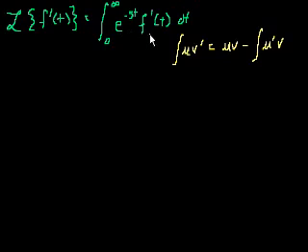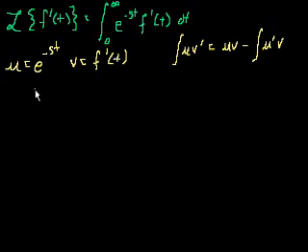So here the substitution is pretty clear, right? Because we want to end up with f of t. So let's make v prime f prime, and let's make u e to the minus st. So let's do that. u is going to be e to the minus st, and v prime is going to equal f prime of t. And then u prime would be minus s e to the minus st.